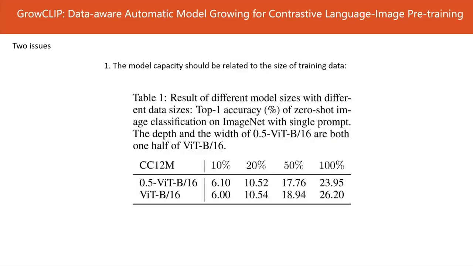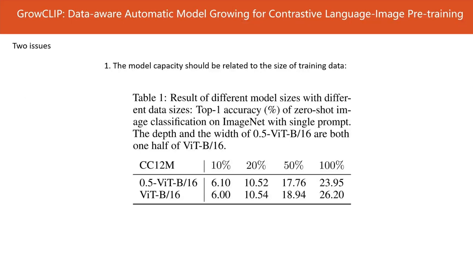One tough problem in the online learning scenario is that the model capacity should be related to the size of training data. To verify the relationship between model capability and data size, we split the CC12M dataset and test the performance of ViT-B16 at different scales. As shown in the table, the relative performance ranking depends on the size of the training data. Given a smaller dataset, the performance of 0.5 ViT-B16 is comparable with ViT-B16. In contrast, when data is sufficient, the performance of ViT-B16 is better than the smaller model.